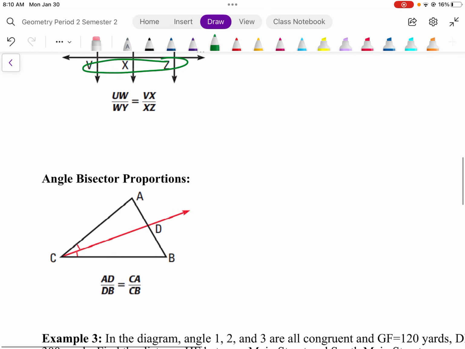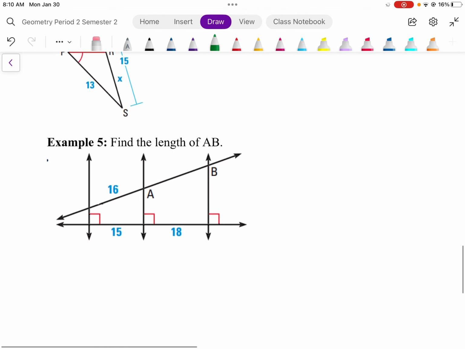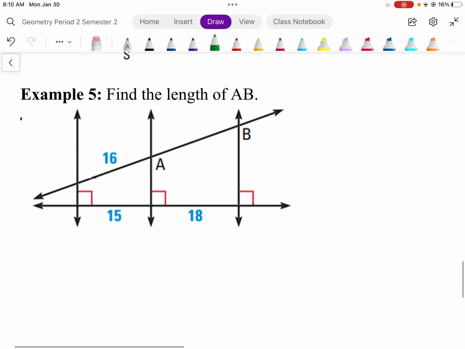So we're going to jump ahead to example 5 at the very end. They want us to find the length of AB, so that's our variable.